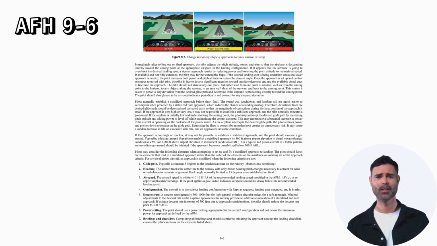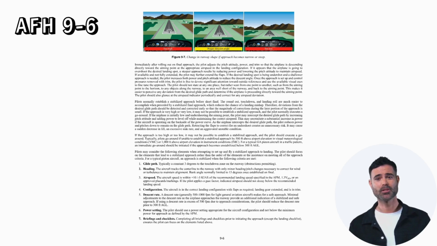Once the approach is set up and control pressures removed with trim, the pilot is free to devote significant attention toward outside references and use the available visual cues to fine-tune the approach. The pilot should not stare at any one place, but rather scan from one point to another, such as from the aiming point to the horizon, to any objects along the runway, to an area well short of the runway, and back to the aiming point. This makes it easier to perceive any deviation from the desired glide path and determine if the airplane is proceeding directly toward the aiming point. The pilot should also glance at the airspeed indicator periodically and correct for any airspeed deviation.